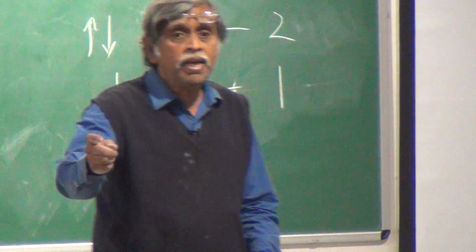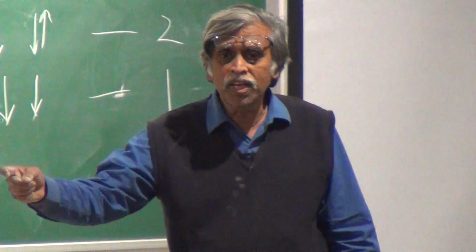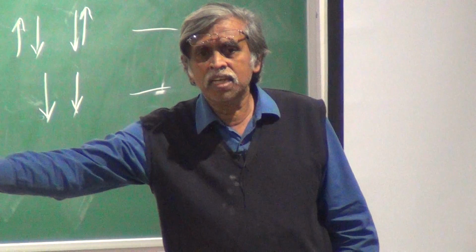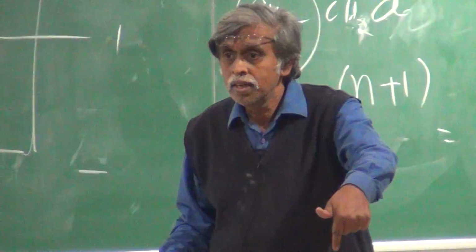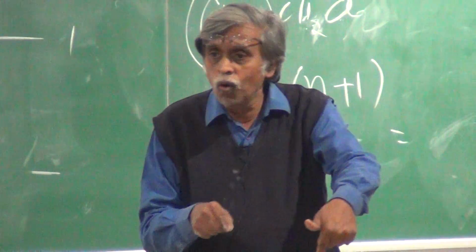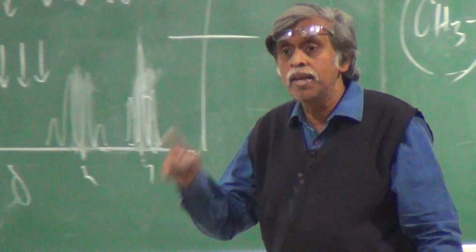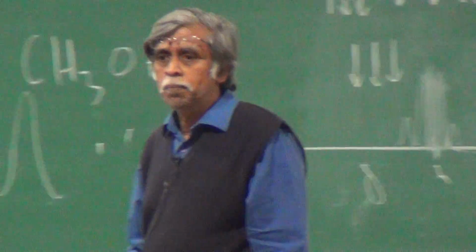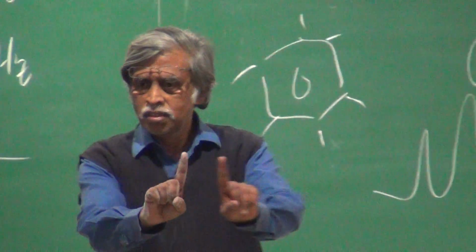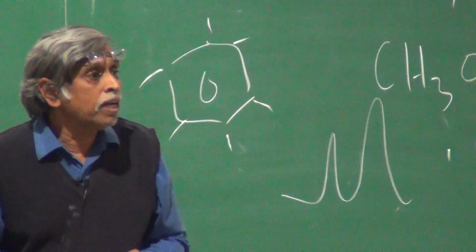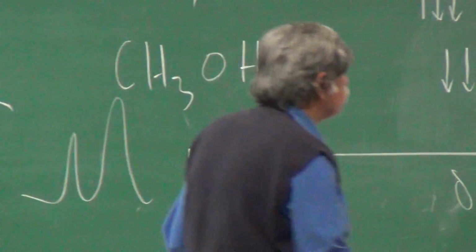So if I see a peak at 1 split into 3, I know it's a methyl with an adjacent methylene. If I see a peak somewhere around 2, I know it's a methylene, but because it is split into 4, I know the neighbor must be a methyl. And immediately I know there's a methyl and a methylene sitting next to each other. And that's how you start getting information on all of this.